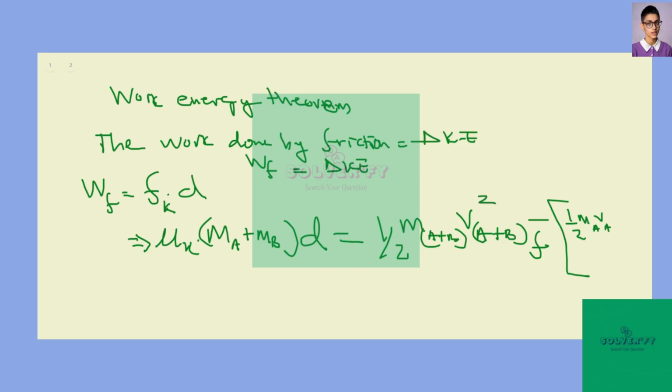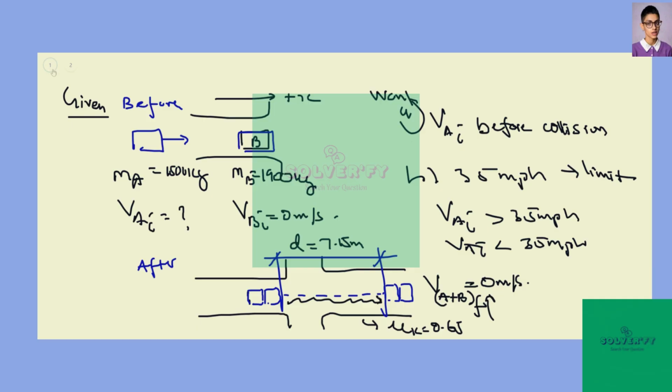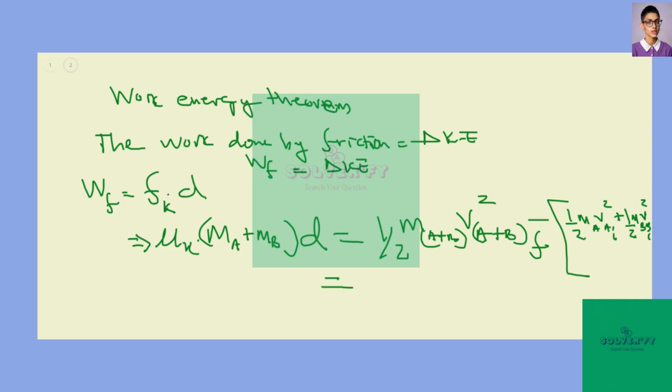This is squared, remember that. Plus the initial kinetic energy for B, and this one is squared too. If you go back, the initial velocity for B is 0, so that part will just be 0. This equation will help us determine the initial velocity of A, and that's our goal.